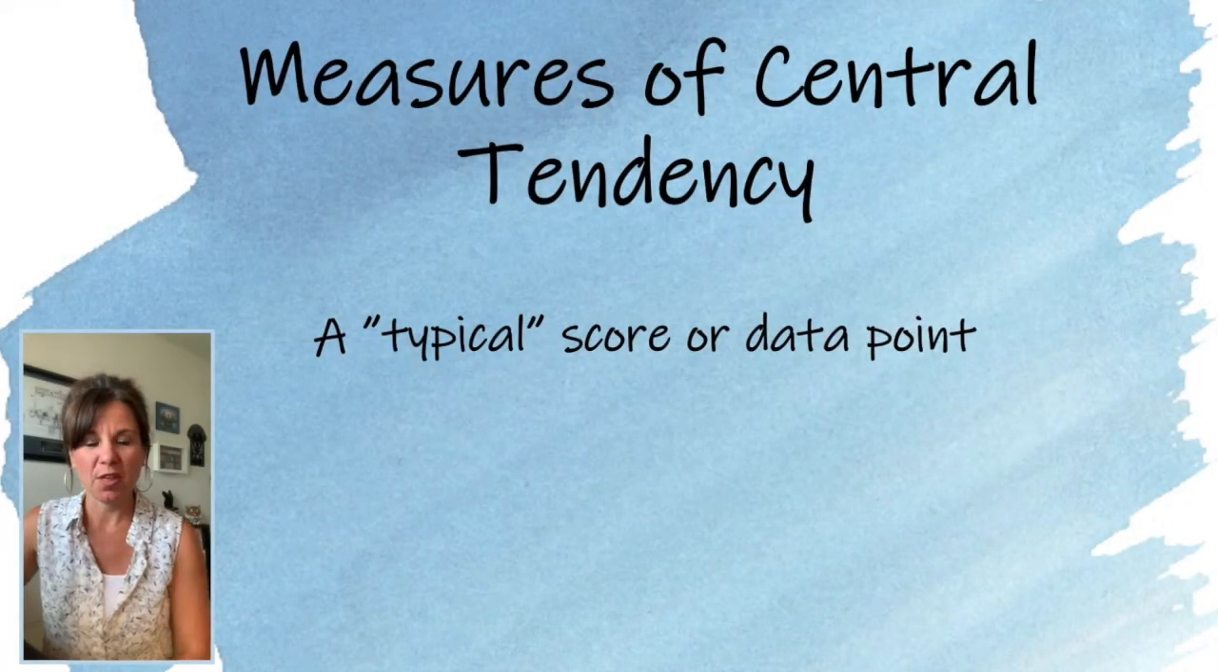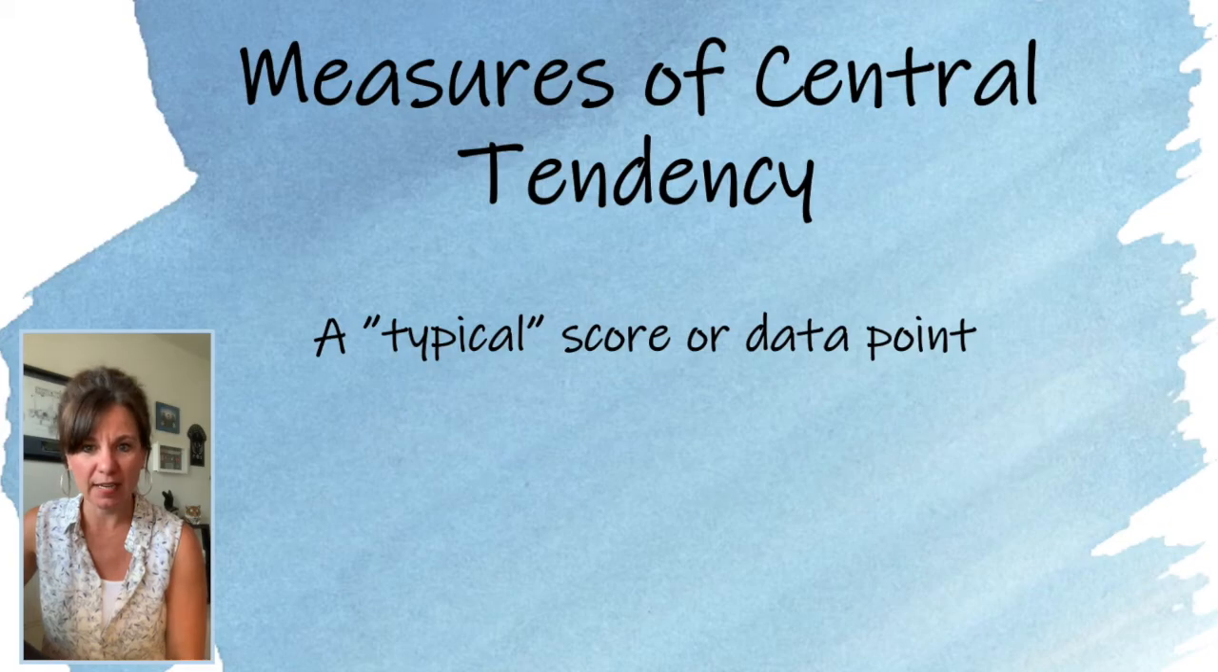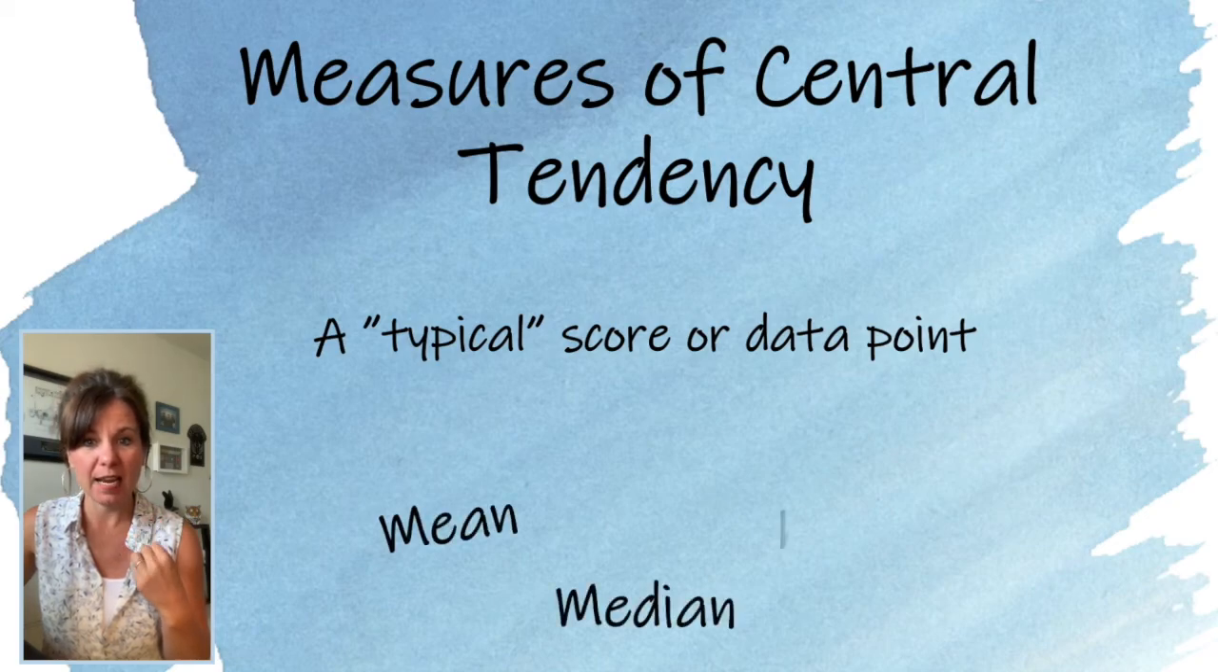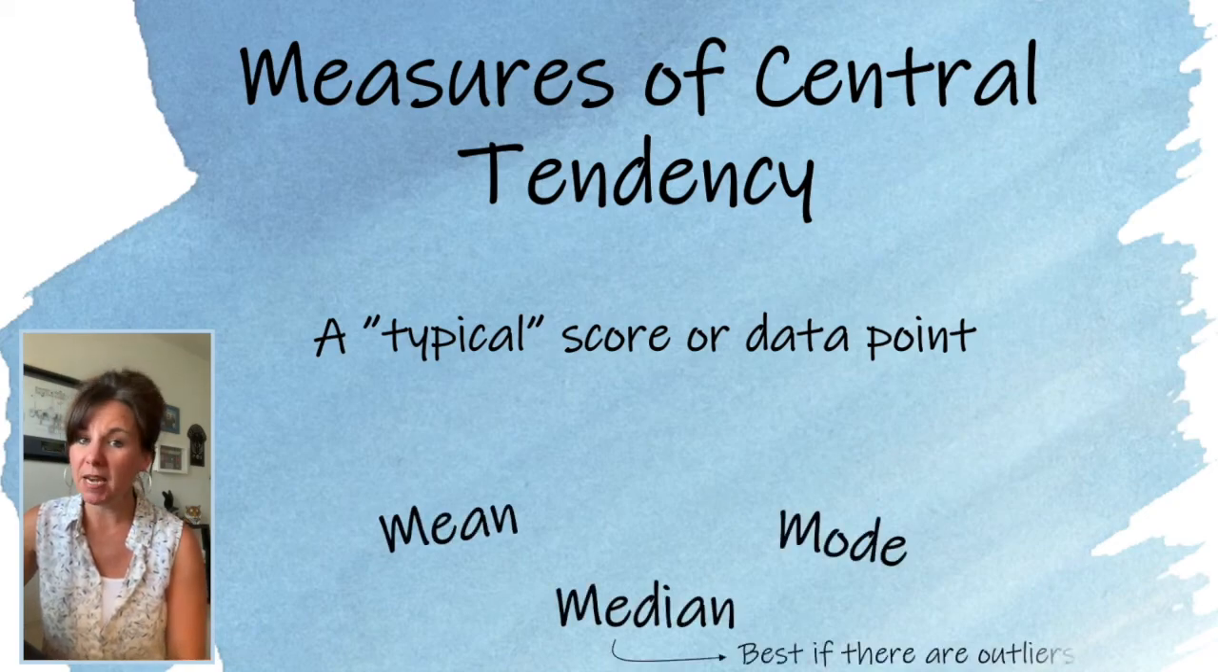So there we are. Those are the basic measures of central tendency, which is a typical score or a data point. Remember, there's 3 of them. There's the mean, the median, and the mode. And the median is the one that's best to use if there are outliers.